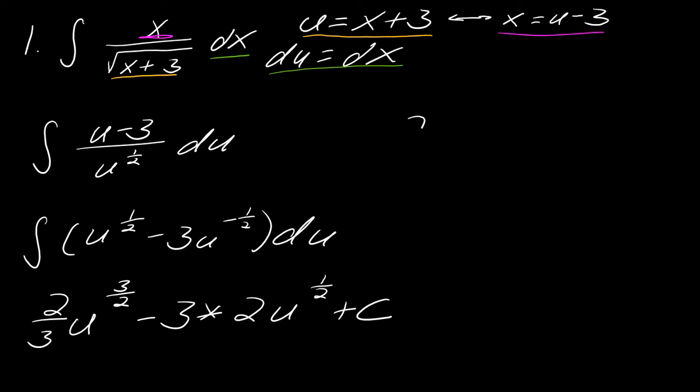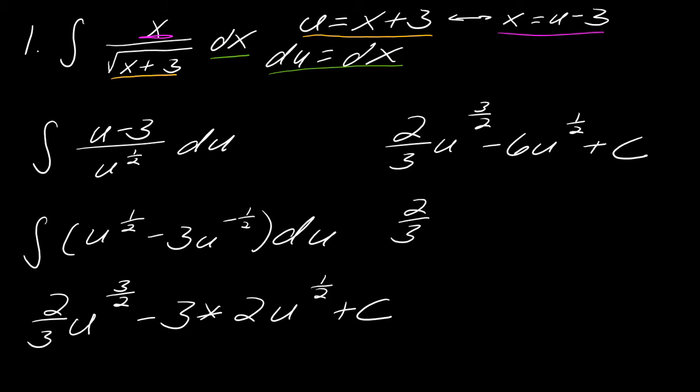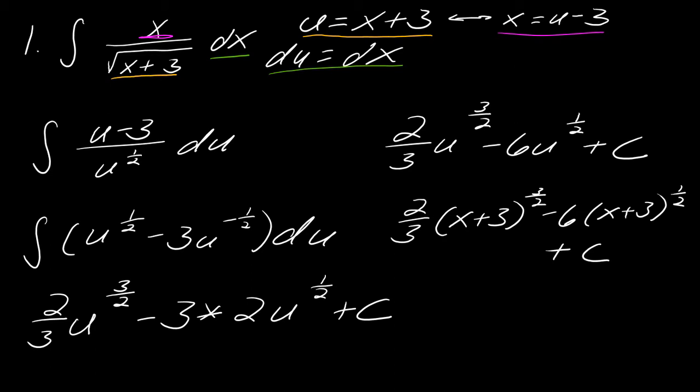My final answer then is 2/3 u to the 3/2 minus 6u to the 1/2 plus c. And now my actual final answer will be 2/3 times x plus 3 to the 3/2 minus 6 times x plus 3 to the 1/2, and then don't forget the plus c.